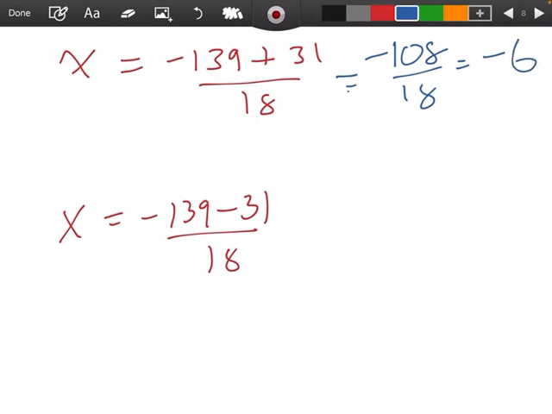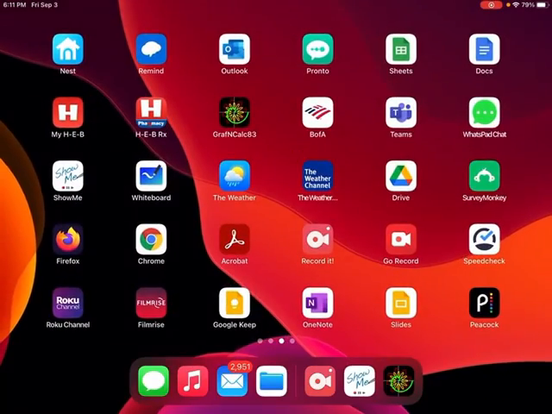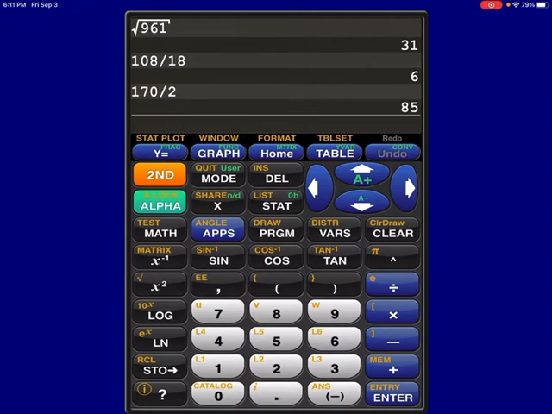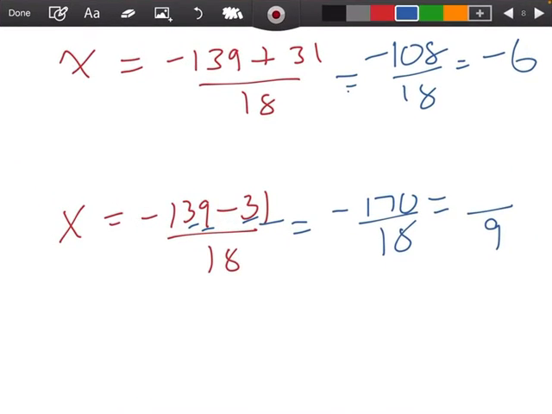And then here, let's see, that's negative 170 over 18. Oh, I know I can at least divide them both by 2. So that's 9. And let me see, what's 170 divided by 2? I don't know. It's Friday, right? 85. Okay, so negative 85 over 9. And yes, those are my two answers.